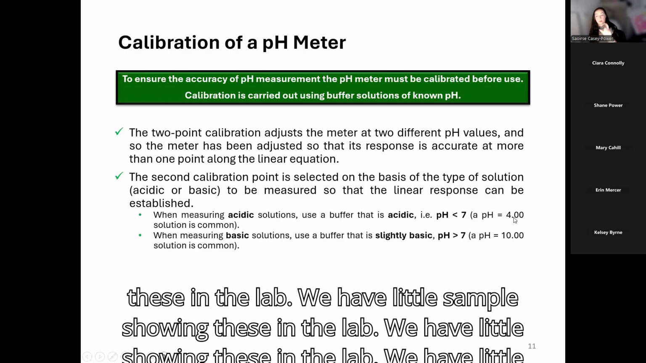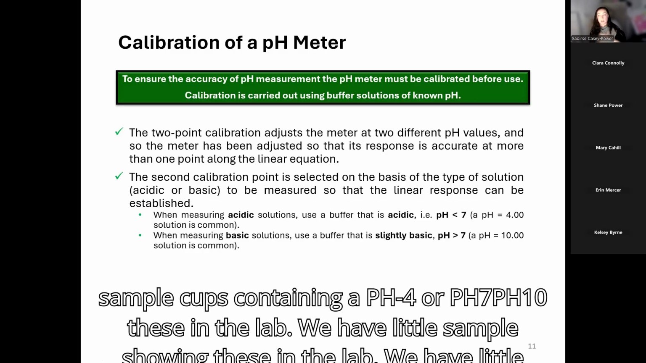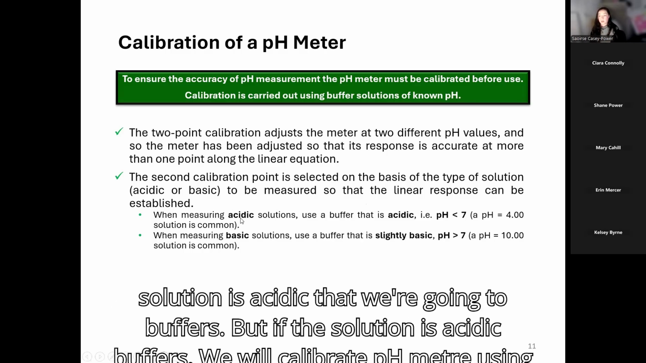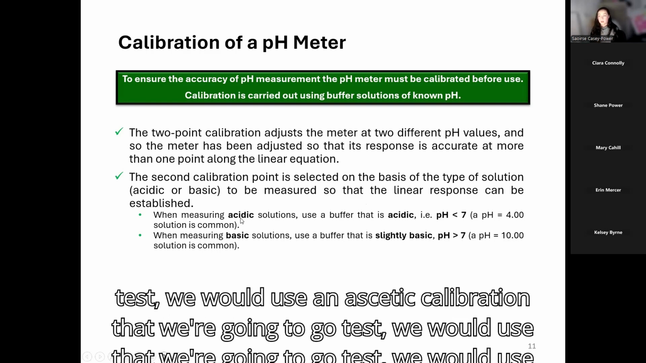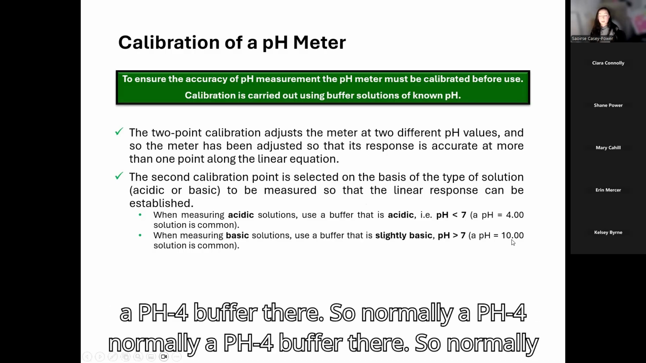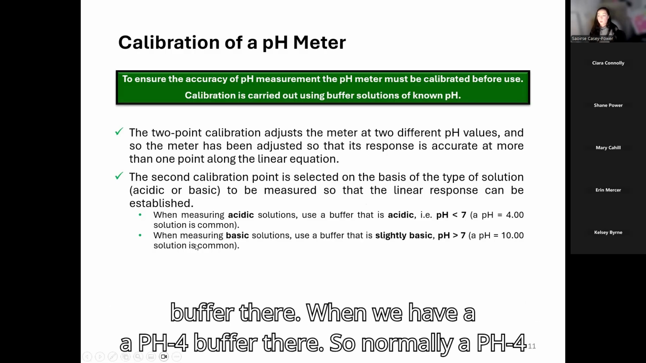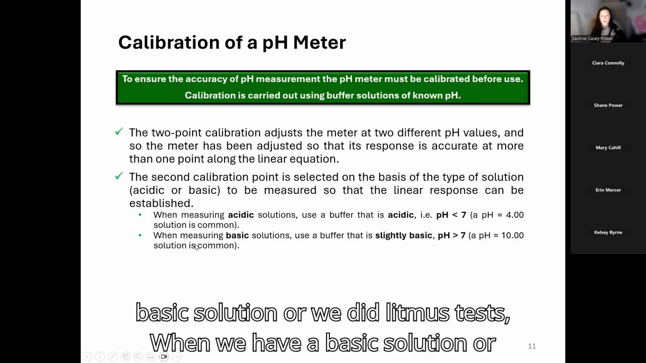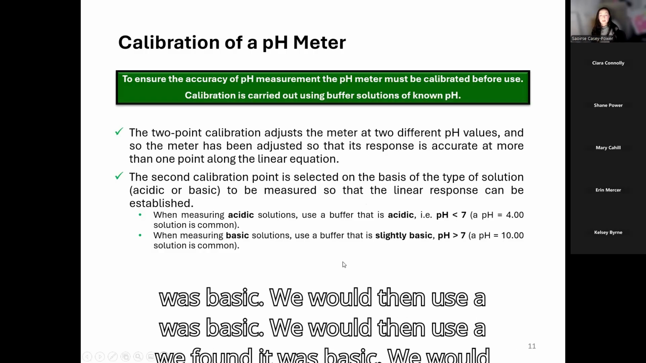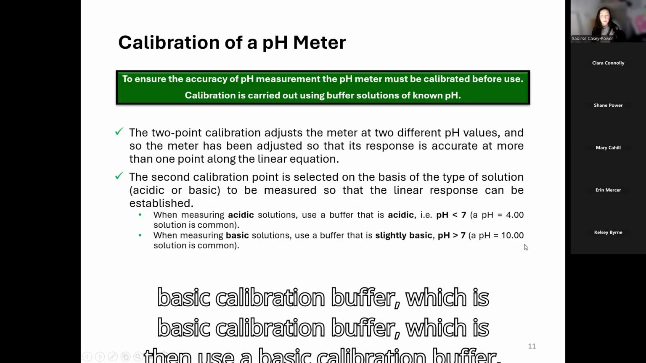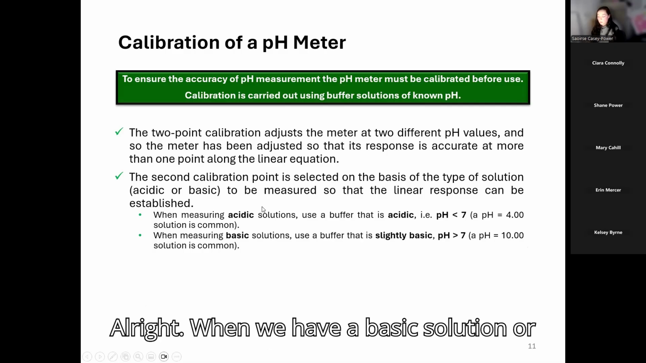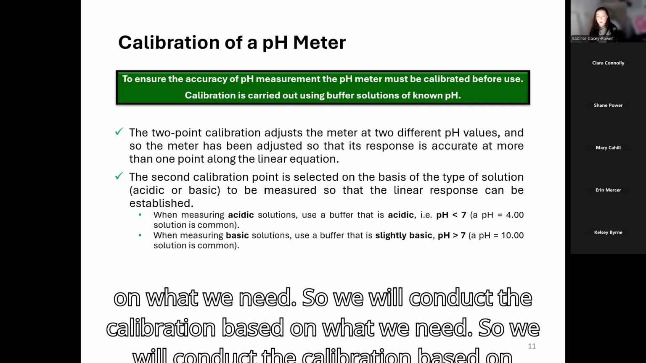So I will show you these in the lab. We have little sample cups containing a pH 4 or pH 7, pH 10 buffers. But if the solution is acidic that we're going to go test, we would use an acidic calibration buffer, so normally a pH 4 buffer there. When we have a basic solution, or if we did the litmus test and found out it was basic, we would then use a basic calibration buffer, which is normally about a pH 10 solution. So we will conduct the calibration based on what we need.